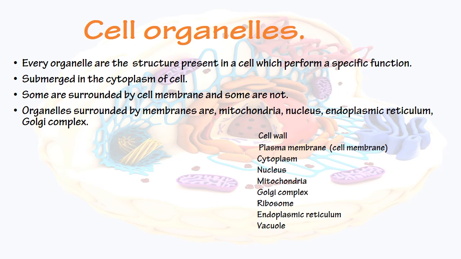Okay, what are the organelles which are covered by a membrane? Mitochondria, nucleus, endoplasmic reticulum and Golgi complex. So, most of the organelles are covered by membranes. Some are not. But among these covered organelles, some are double membrane bounded, some are single membrane bounded. Okay, let's see about these organelles individually.